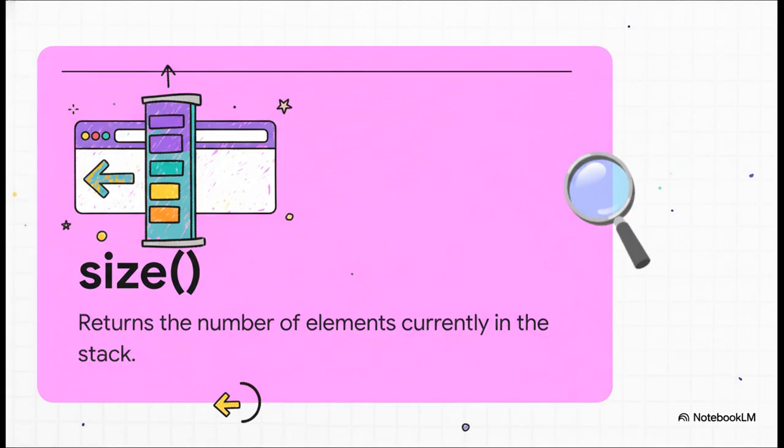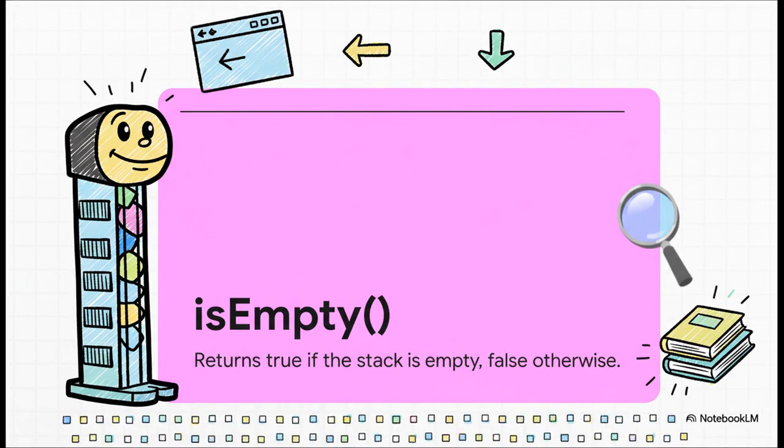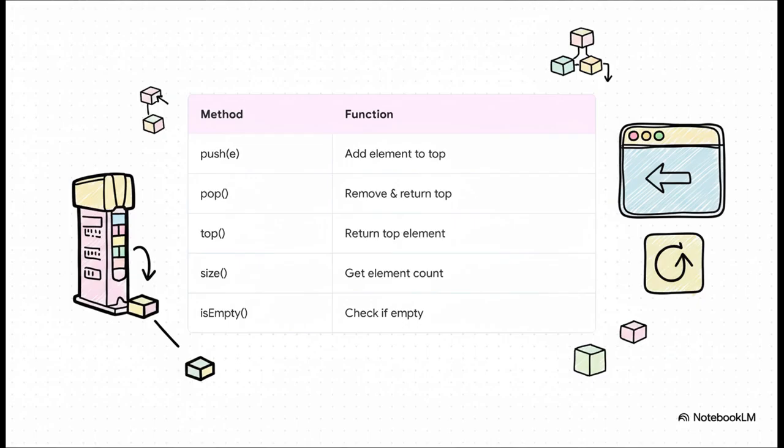We also need a couple of little helper methods. Size is as straightforward as it gets. It just tells you how many items are currently sitting in the stack. And isEmpty is our safety check. It's a simple yes or no question. Is there anything in the stack at all? This is super important because it stops us from making mistakes, like trying to pop from a stack that's already empty. So here they are, all in one place. Our 5 core methods: push, pop, top, size, and empty. This simple little set of rules is the complete definition of what a stack is and what it can do.